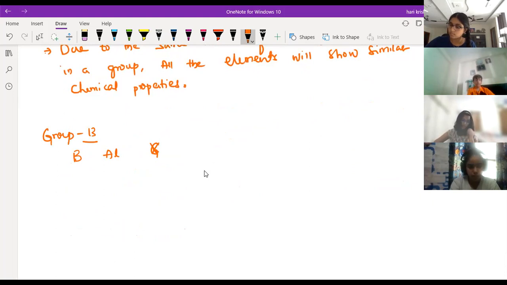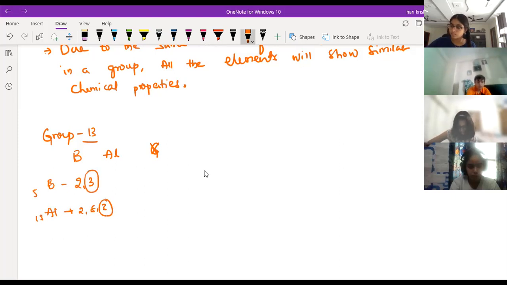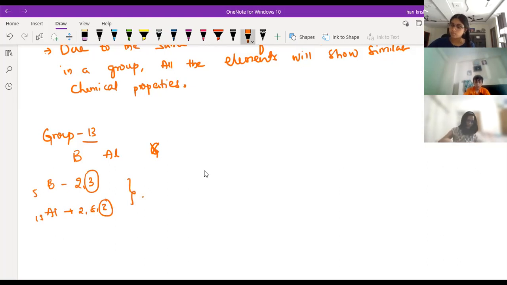What is boron? 2, 3, right? Aluminum, 2, 8, 3. Again the same number of valency electrons, means the valency will also be the same in both cases. Then if you combine with hydrogen and chlorine, what is the formula here? When combining with hydrogen, what is the formula?